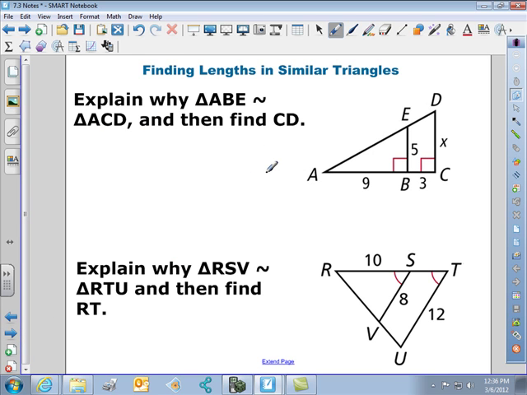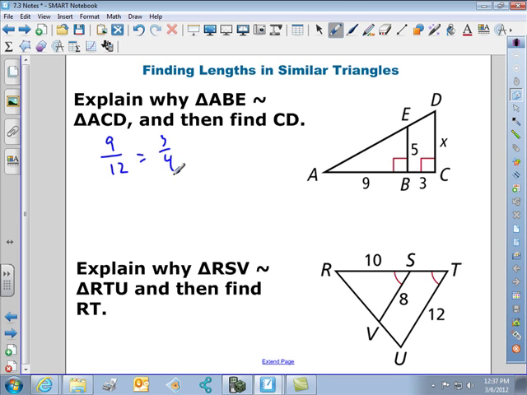Okay, so as we move on here, we are to explain why triangle ABE is similar to triangle ACD. Well, let's take a look at this. If we look at the sides here, this side AB is 9, and here the side AC would be 12. That's 9 plus 3, those two together would be 12, which is 3/4. Let's see what else we have here. We know that these are right angles, so those two angles are congruent, and actually they share this same angle.